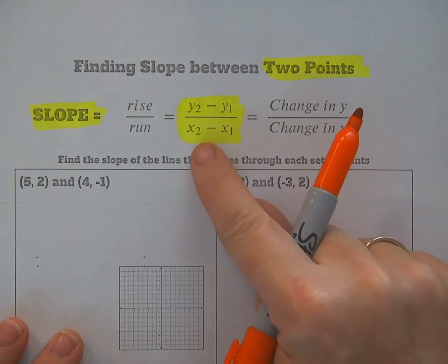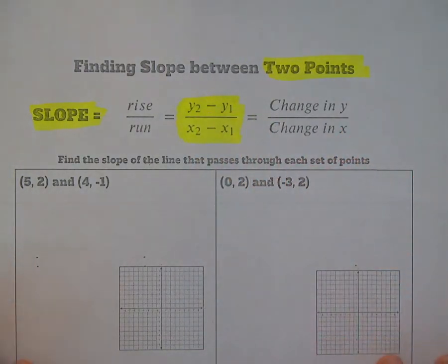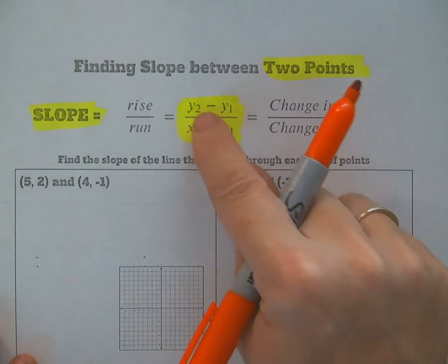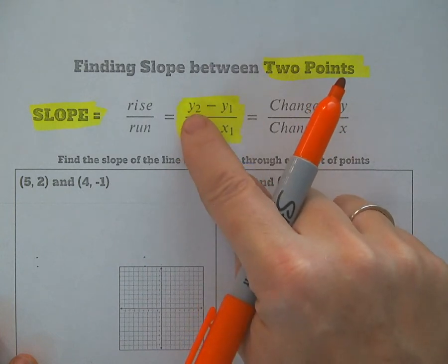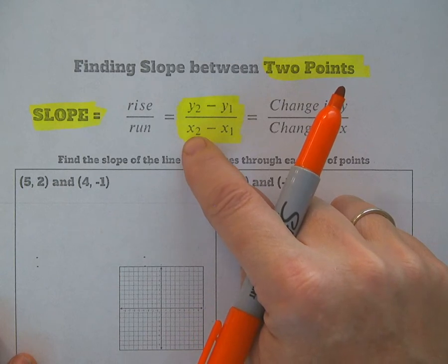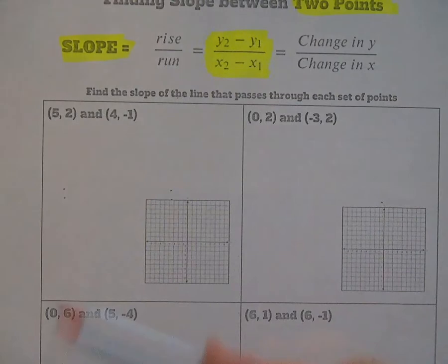Now, what do you think these little 2's and these little 1's represent, Vivian? Very good. Which coordinate point they go with. So this means whatever y value you start with, you have to start with its corresponding x value on the bottom. Okay, so let's go to this example and we're going to see how to do this.